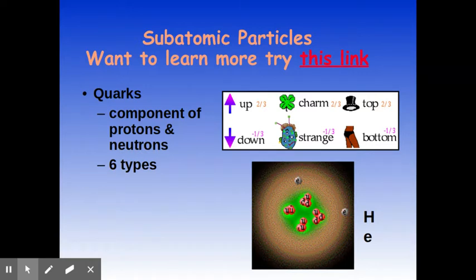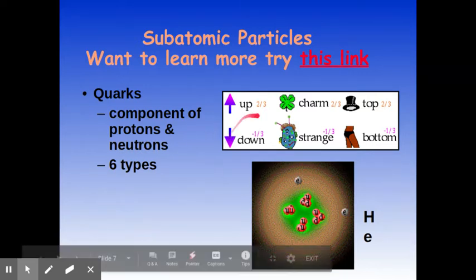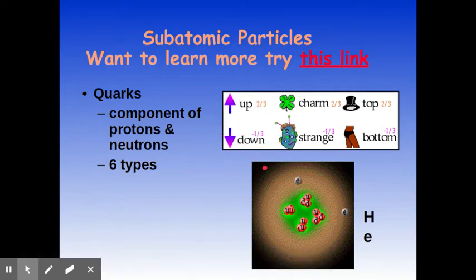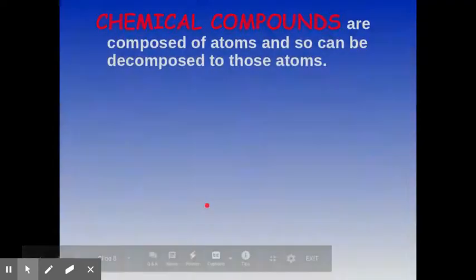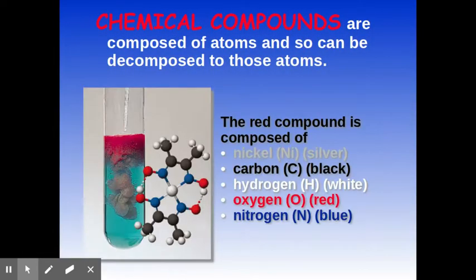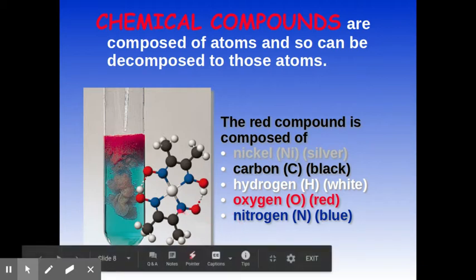So protons and neutrons are made up of quarks, right? So a proton is a combination of these, and a neutron is a different combination of these, and we'll talk more about those later. Again, 3 quarks could equal a proton or a neutron, depending on the combination that you have. All right. So chemical compounds are made up of atoms. So when we talk about molecules or compounds, they're more than one atom bonded together to create something new and different.